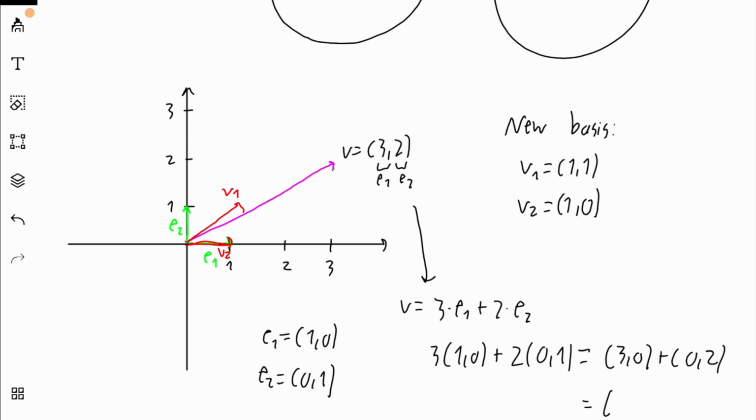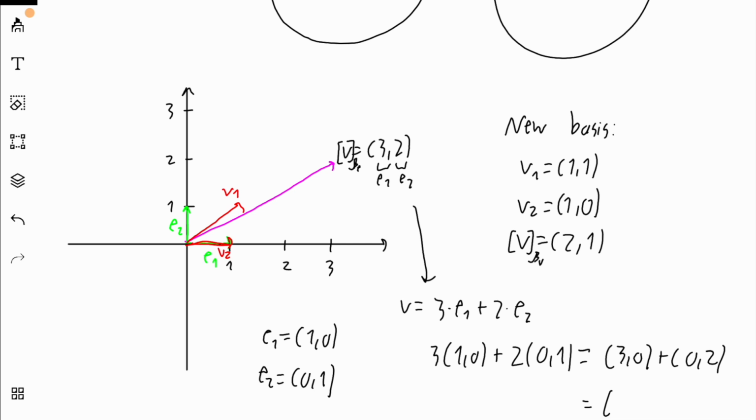Now, if we want to write the same purple vector v, I'm going to write it as v equals 2 times v1 plus 1 times v2. This is the same vector, but it's written in a different basis. So I can say that this vector v is written in the basis B_V. Every vector is actually written in a basis, and this vector v, I've got to say, is expressed in the standard basis.